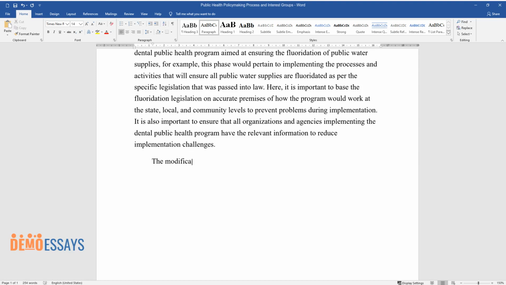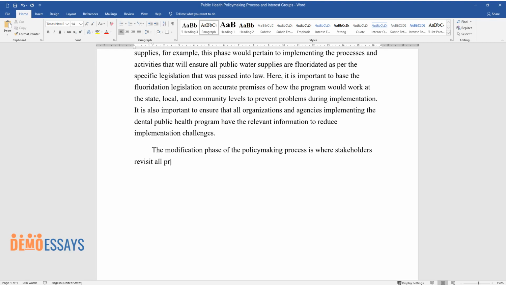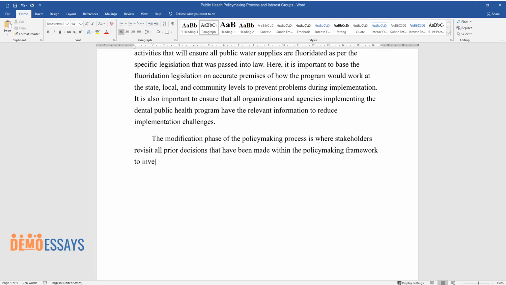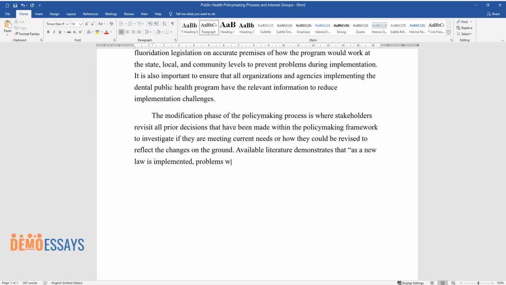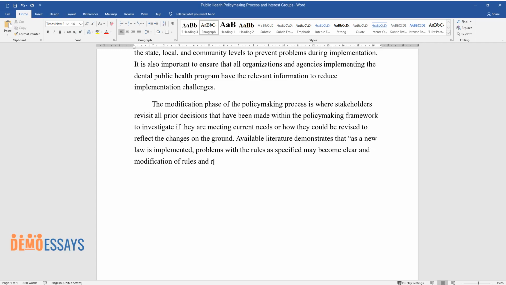The modification phase of the policymaking process is where stakeholders revisit all prior decisions that have been made within the policymaking framework to investigate if they are meeting current needs or how they could be revised to reflect the changes on the ground. Available literature demonstrates that as a new law is implemented, problems with the rules as specified may become clear and modification of rules and regulations can occur.